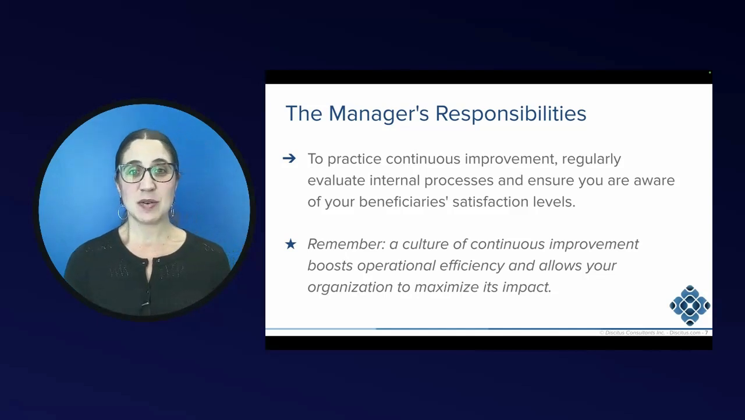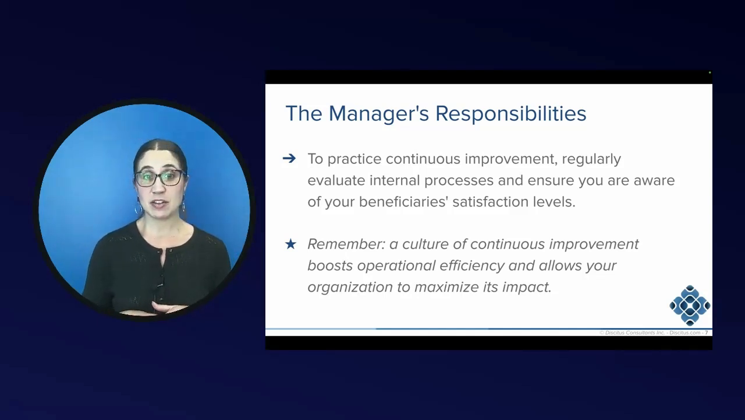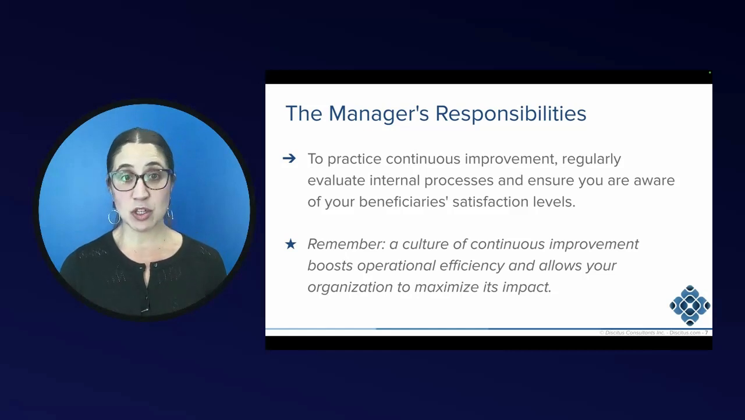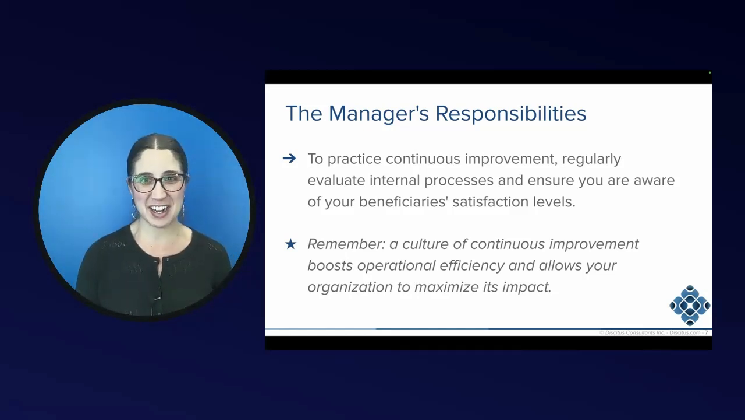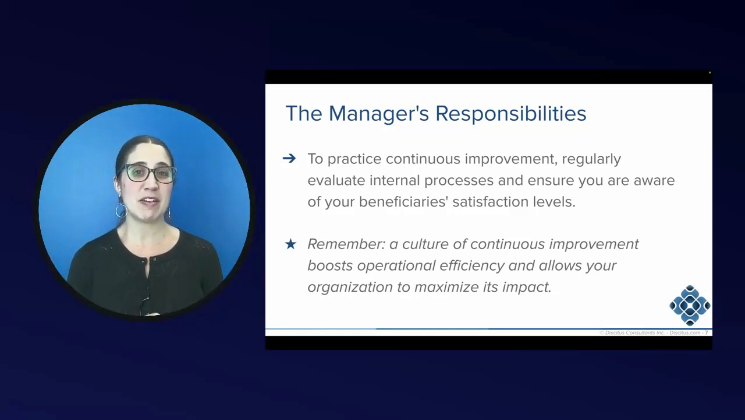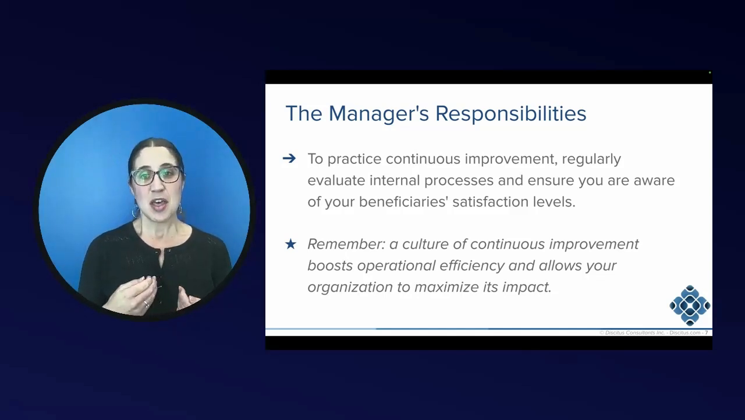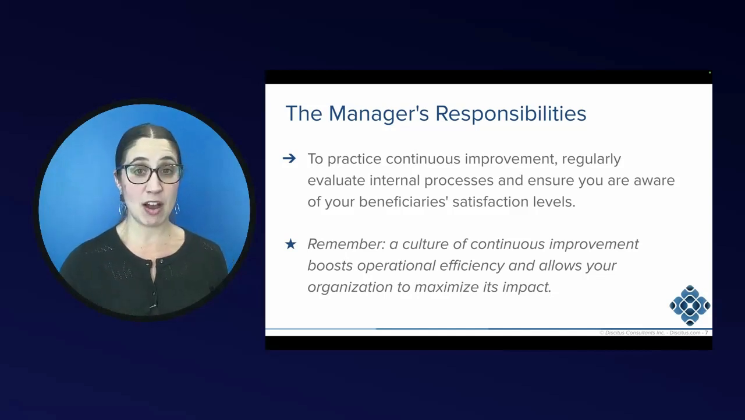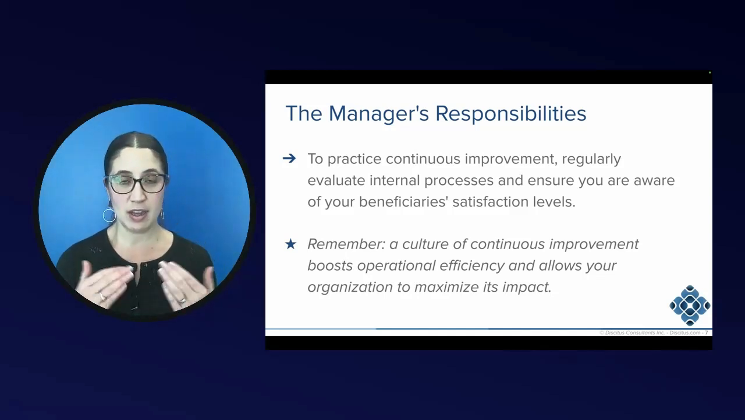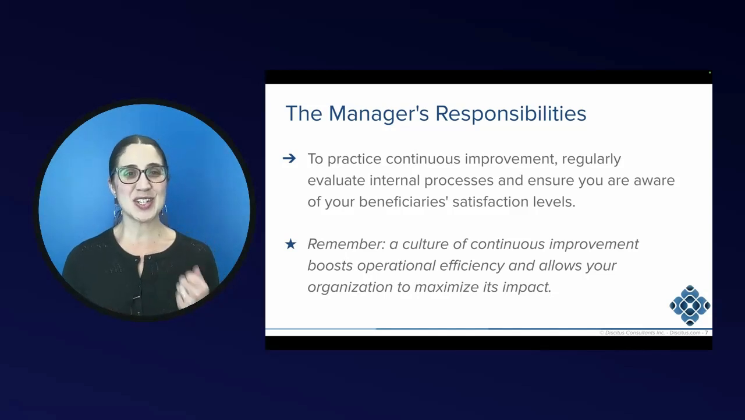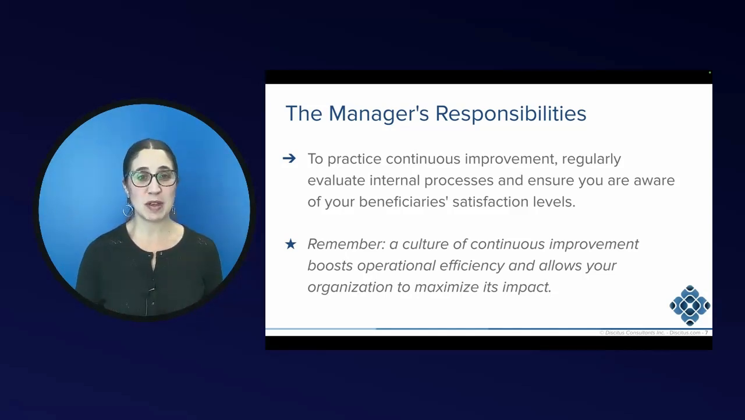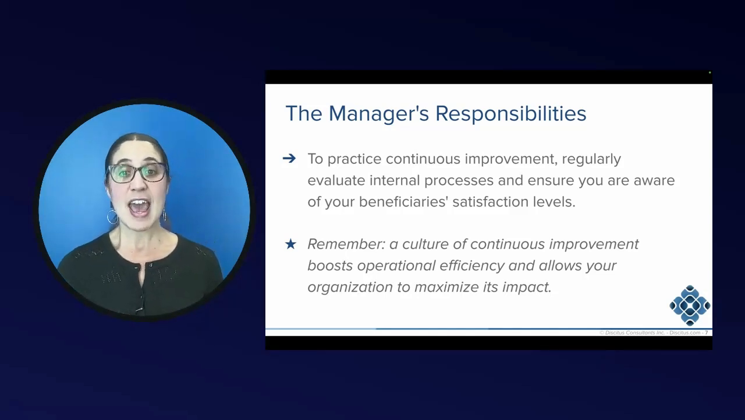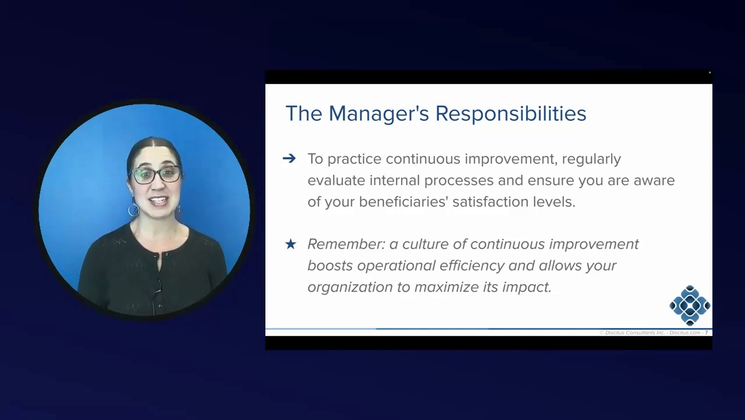Well, to practice continuous improvement, you can regularly evaluate internal processes, put it into your annual structure of things you need to do every year, and ensure that you are aware of your beneficiaries' satisfaction levels. Because if you're not aware of those numbers, then you might be lacking motivation for continuous improvement, right? Or you might not be hearing some of the feedback of your end users, just to give you a few examples, right? So just remember, a culture of continuous improvement boosts operational efficiency and allows your organization to maximize its impact.